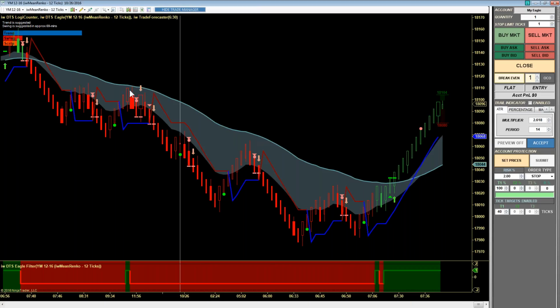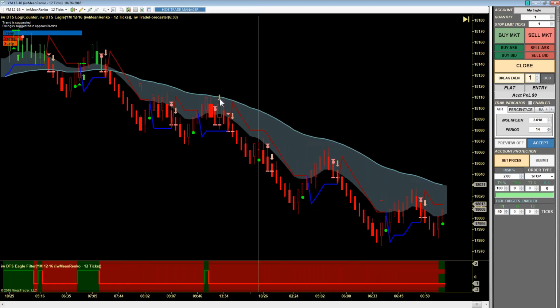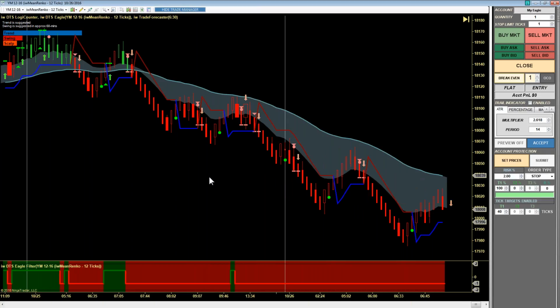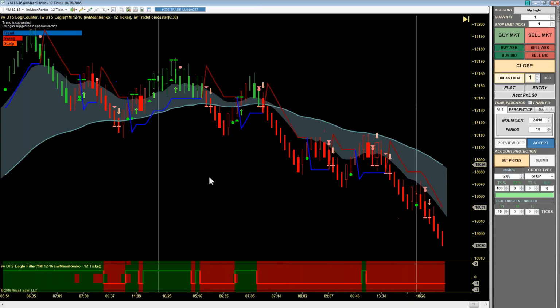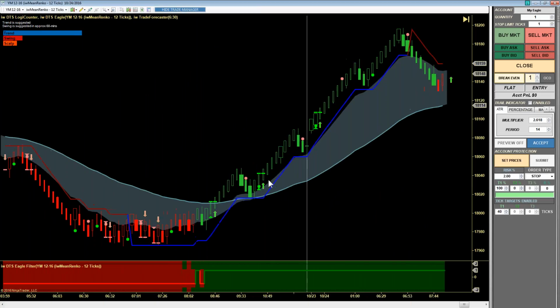With the Eagle, you get your highest probability signals off of the hard edge bounces. So when the market hits the hard edge, we expect a reaction. So the market encounters the hard edge, comes out, produces a sell signal, you get some follow through. Market hits the hard edge, you get some follow through.